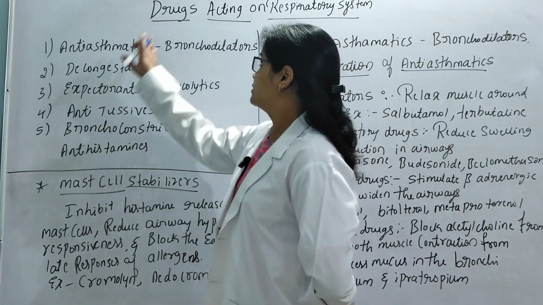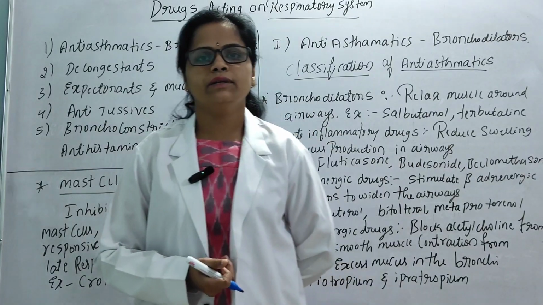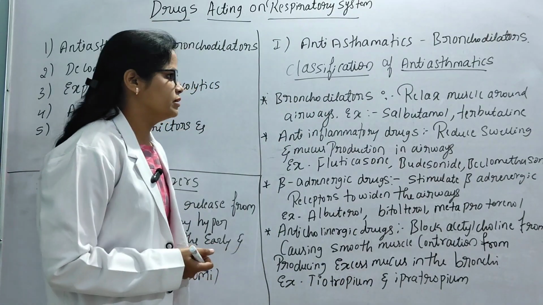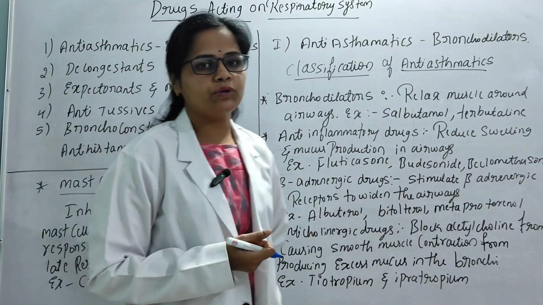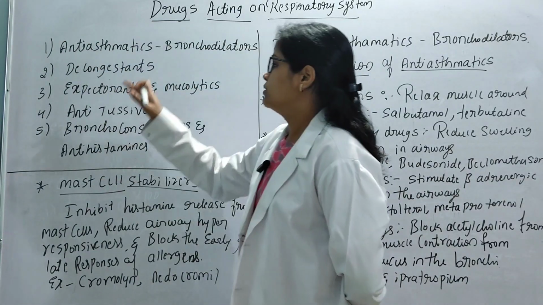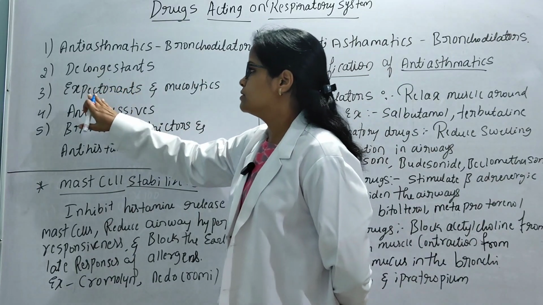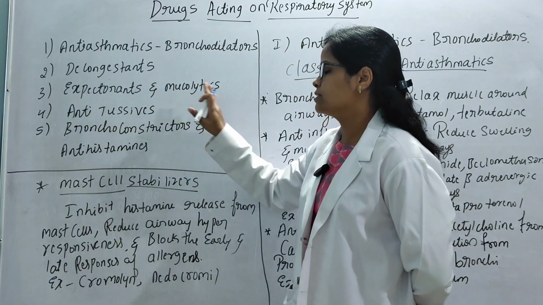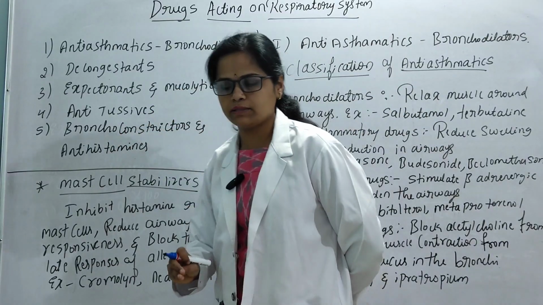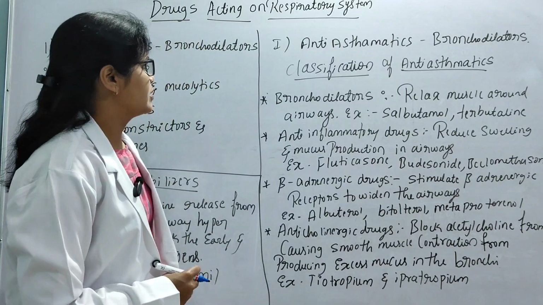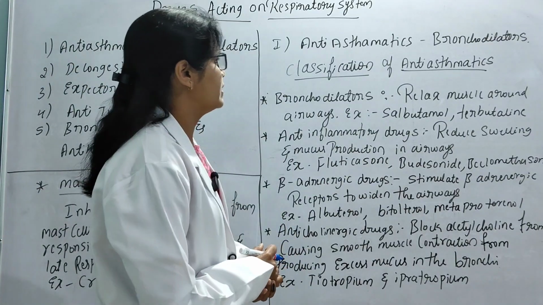Today we'll study the drugs acting on the respiratory system, means the drugs which are used to treat respiratory diseases. Under the drugs acting on the respiratory system, we are going to study in detail about the antiasthmatics and bronchodilators, decongestants, expectorants and mucolytics, antitussives, bronchoconstrictors and antihistamines. Okay, first we'll study about the antiasthmatics and bronchodilators.